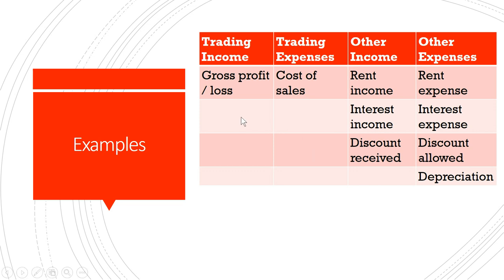Now some examples of what items will go under different categories of income and expenses. For trading income, gross profit or loss, there's only one item. Trading expenses is only one item, cost of sales. But for other income, you will see some examples here like rent income, interest income, even discount received for paying your supplier early. For other expenses, some examples are rent expense, interest expense, discount allowed, which is the discount you allow your customer when they pay you early, and even an item called depreciation expense, which is something that you will learn next year.